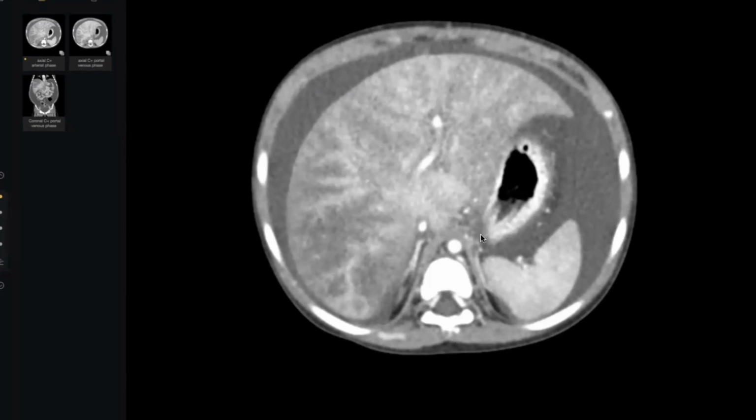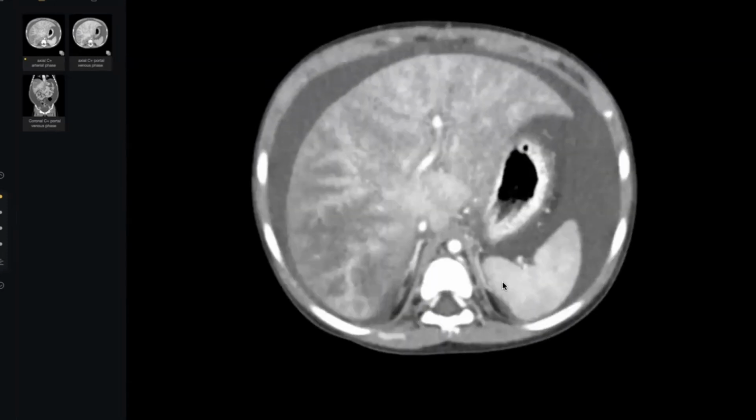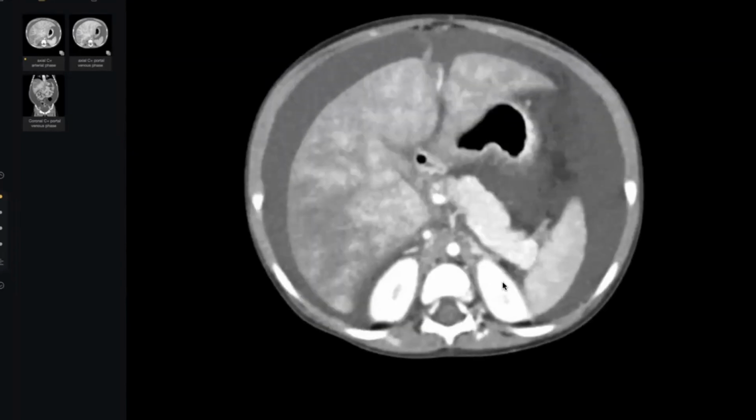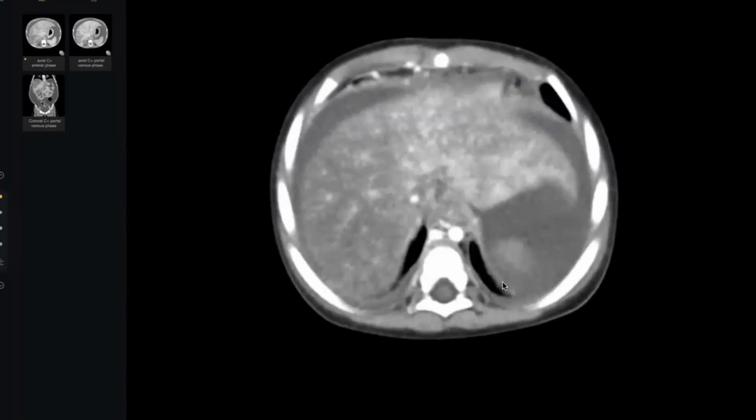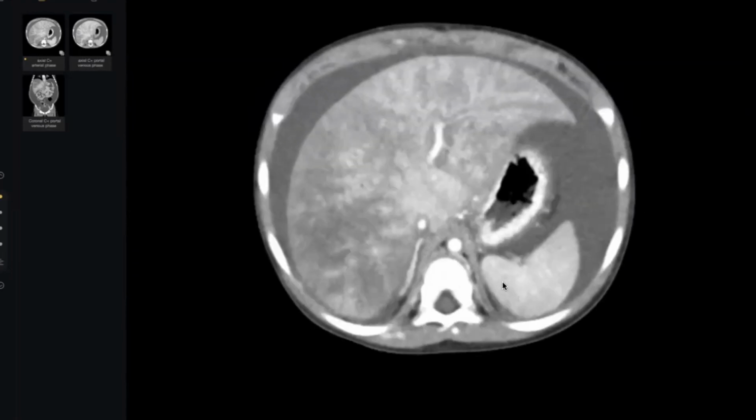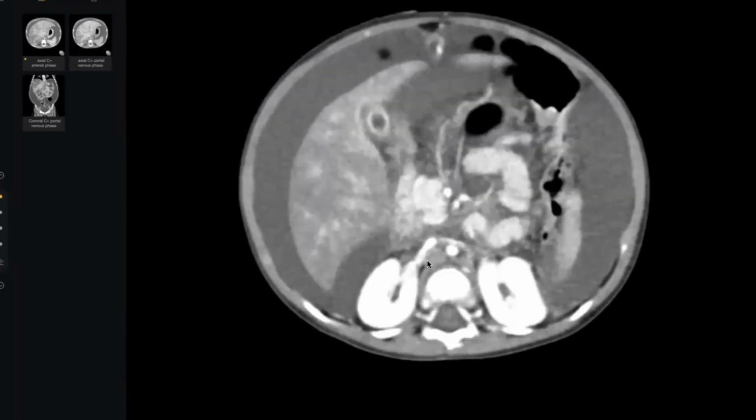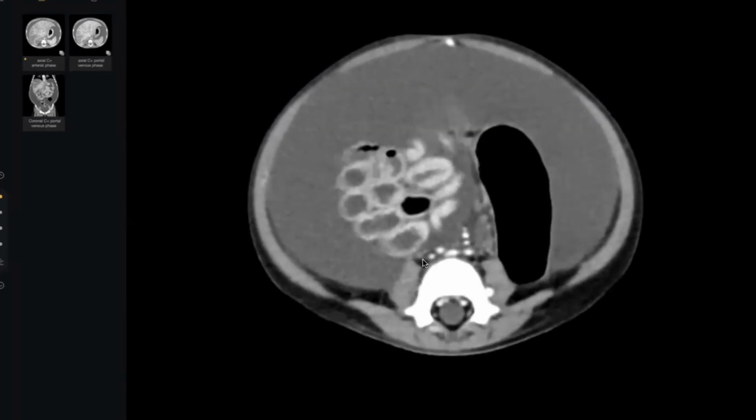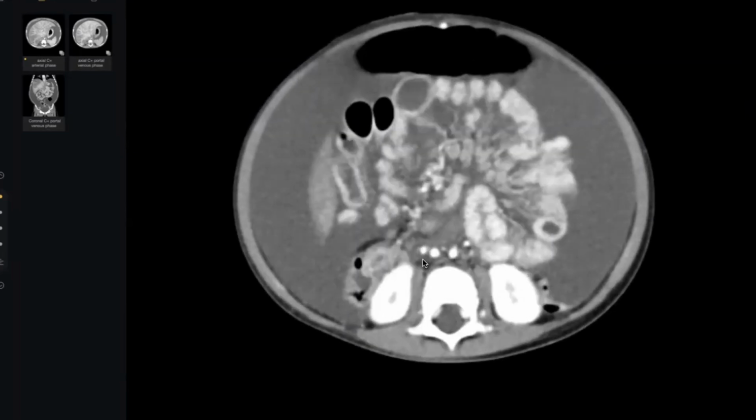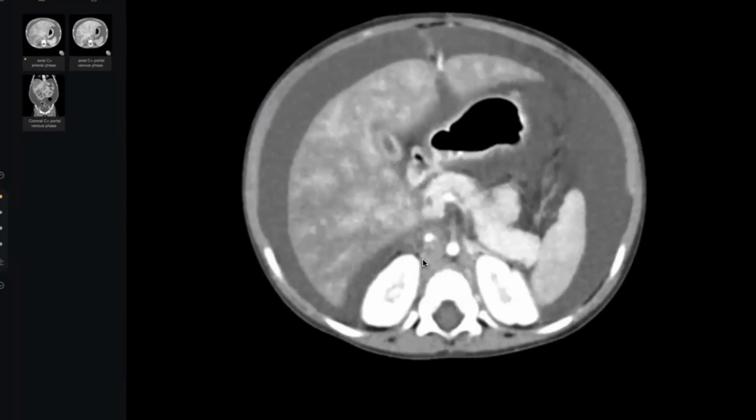Okay. So nutmeg liver is for congestive hepatic disease. So this is Budd-Chiari. Excellent. Where are the hepatic veins? I can't see the hepatic veins here. This is the portal vein, so the hepatic veins cannot be seen. So yes, this is Budd-Chiari syndrome with marked ascites. I will send the patient to the pediatric team.